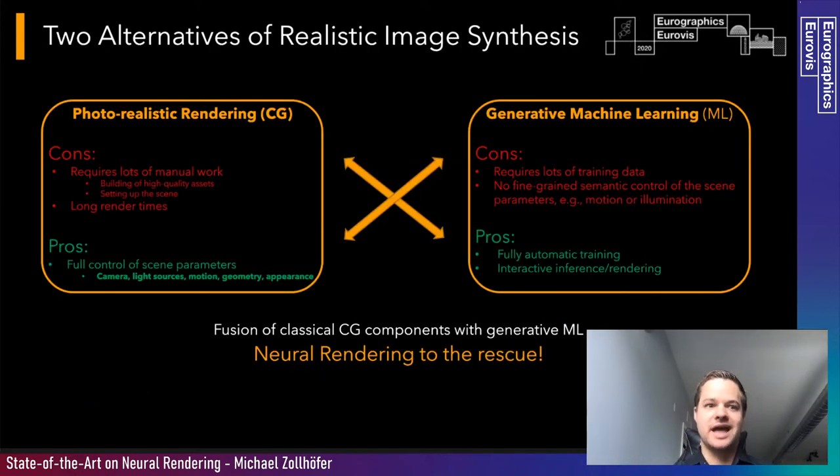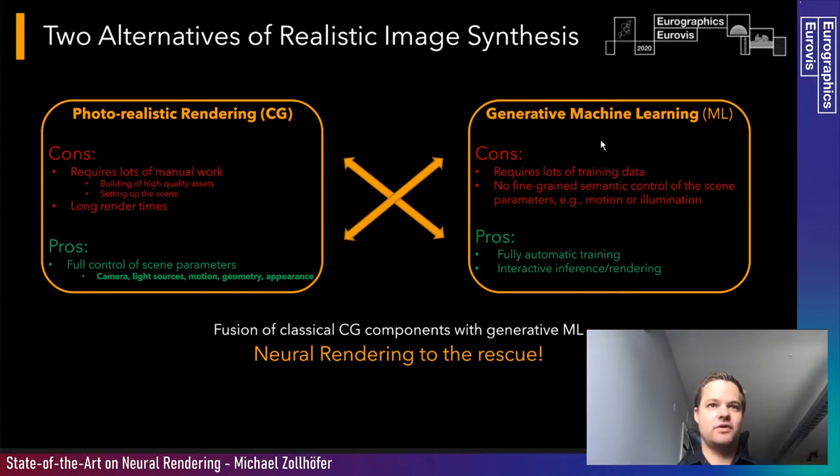Okay, so as you all know, I guess there are two alternatives of realistic image synthesis right now. There's a computer graphics side of doing it, like how it's done in movies, for example. But lately, there's also the machine learning side, more particularly generative machine learning, generative adversarial networks, for example, that can generate really photorealistic imagery. And these two approaches have different advantages and disadvantages if you look at them.